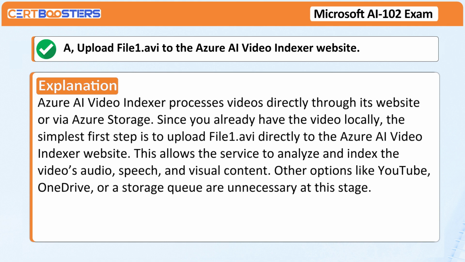Answer. A. Upload file1.avi to the Azure AI Video Indexer website. Explanation. Azure AI Video Indexer processes videos directly through its website or via Azure Storage. Since you already have the video locally, the simplest first step is to upload file1.avi directly to the Azure AI Video Indexer website. This allows the service to analyze and index the video's audio, speech, and visual content. Other options like YouTube, OneDrive, or a storage queue are unnecessary at this stage.